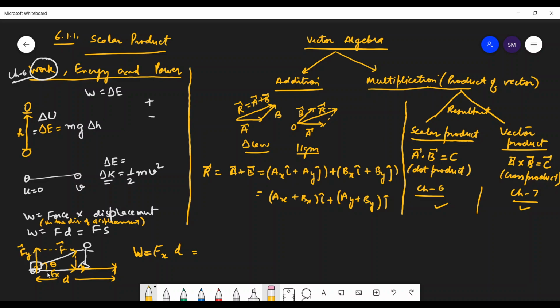So that's how I reach the dot product that I will be using in this chapter. So you can see work is a scalar quantity, this is also scalar, this is also scalar, and this is also scalar product, dot product. So all these four are scalars.